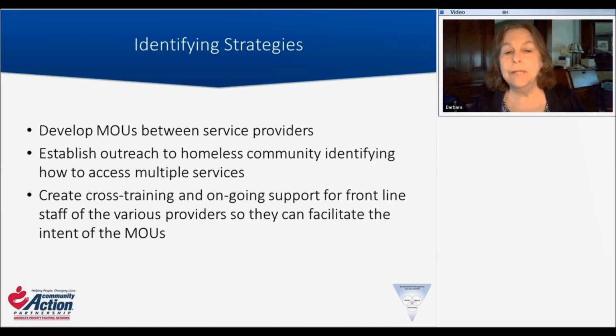We can create cross-training and ongoing support for frontline staff of the various providers so they understand what's meant by this MOU, what the intent is, and how they can facilitate their services to meet the intent.